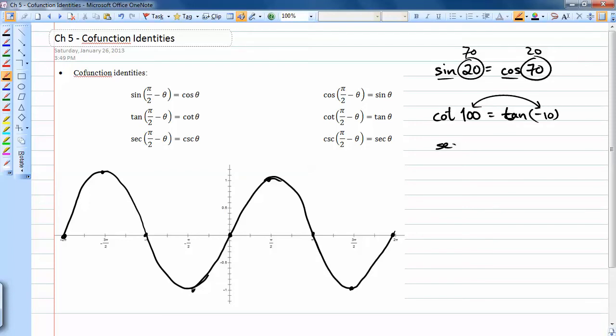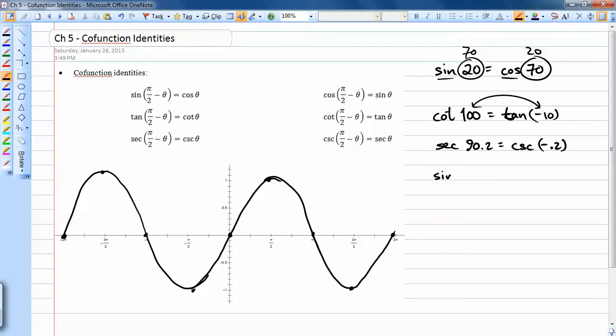If I said secant of 90.2, then you know that's going to go with cosecant of negative 0.2. Right? So there are a lot of these that you can come up with. It's kind of a convenient thing to know, but we haven't proven it. So I'm going to prove them graphically.